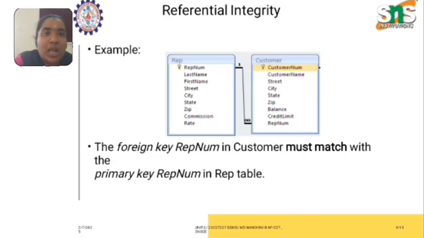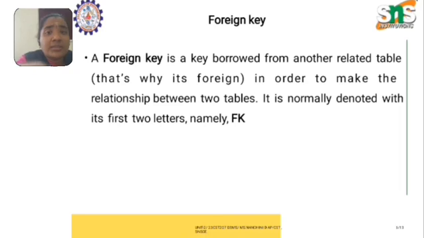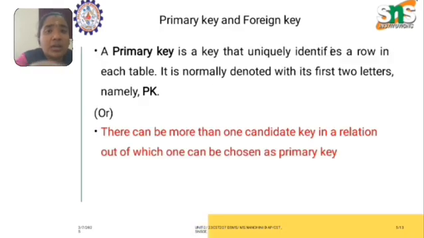For example, REP number, last name, first name, street, city, state, zip, commission rate. From REP number to REP number, the customer table consists of customer number, customer name, street, city, state, zip, balance, credit limit, REP number. The foreign key REP number in the customer table must match with the primary key REP number in the REP table.